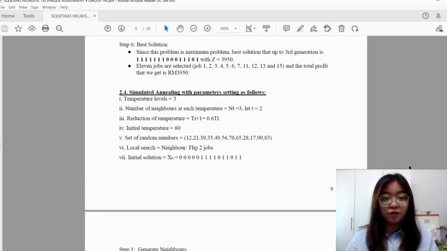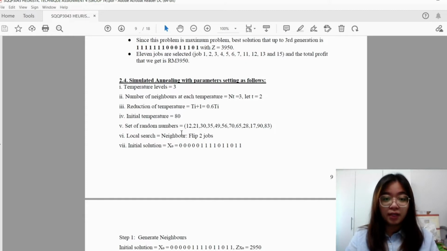Now, I would like to continue with simulated annealing. We set the parameter settings as follows. The temperature level is equal to 3. The number of neighbors at each temperature is NT equal to 3, and let T equal to 2. The reduction of temperature is T(i+1) equal to 0.6 Ti. The initial temperature is 80.